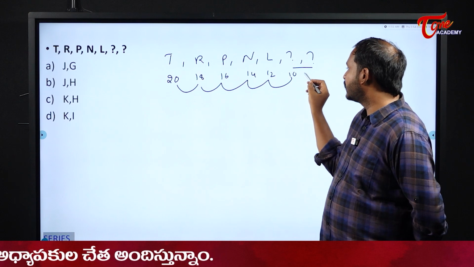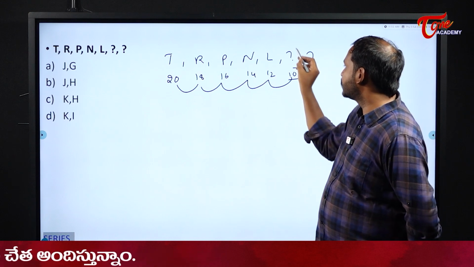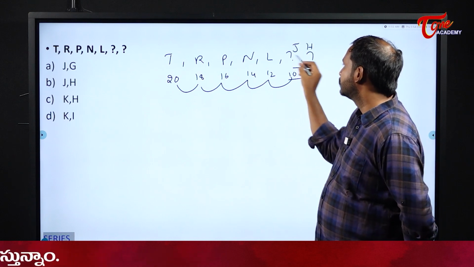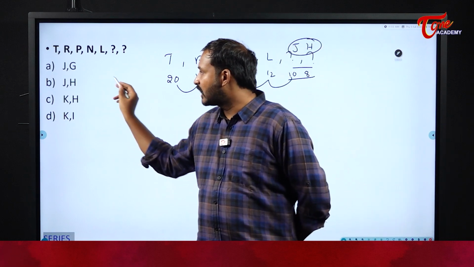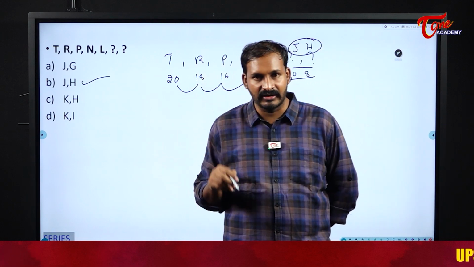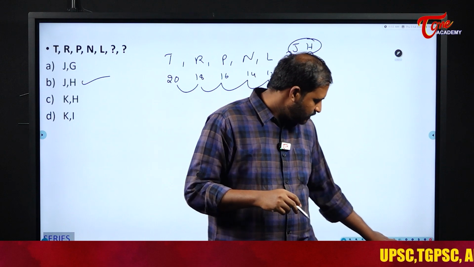So it will become what? 10 and 8. Please be careful. First it is a J and then H. JH. So our answer here becomes JH. Now see the next one.